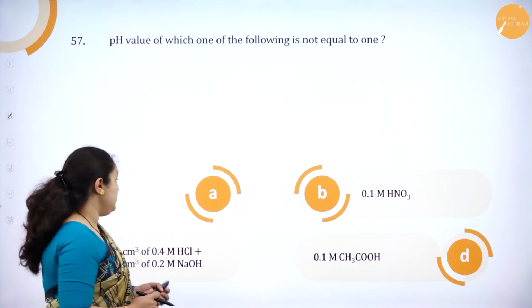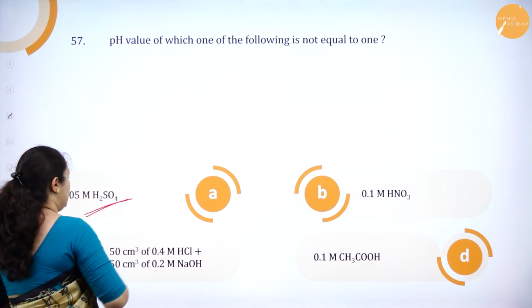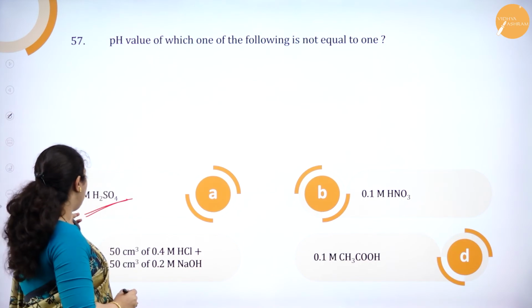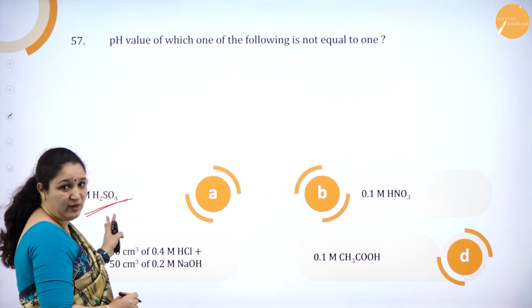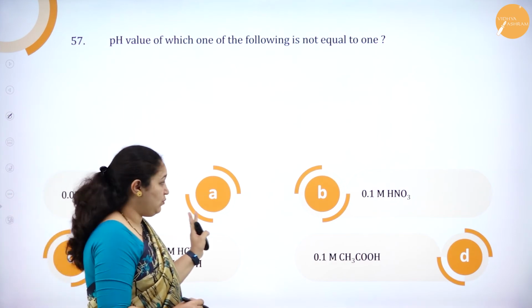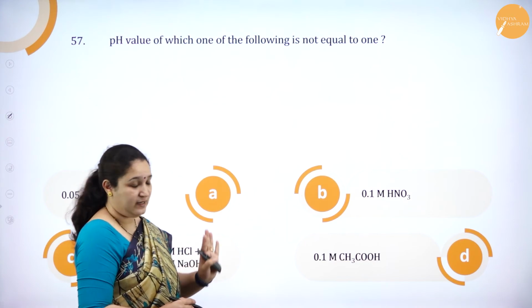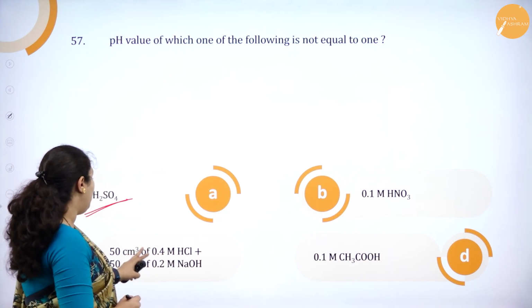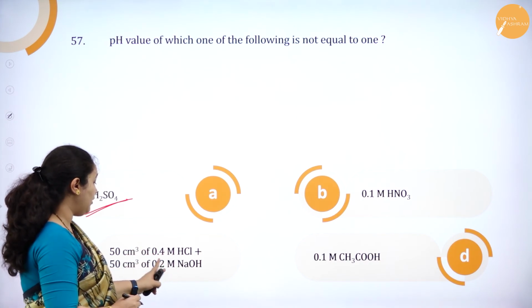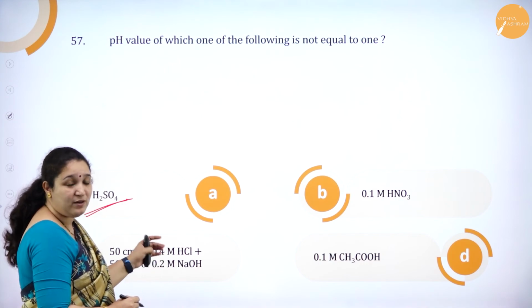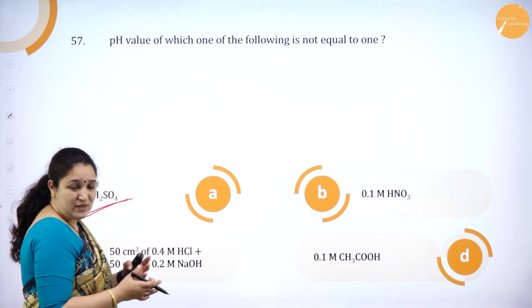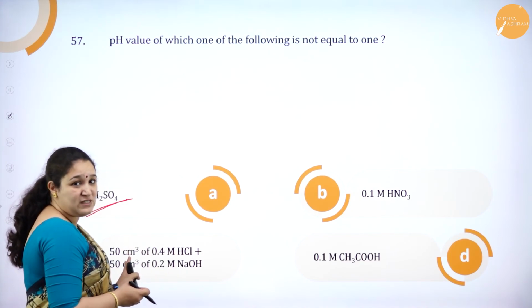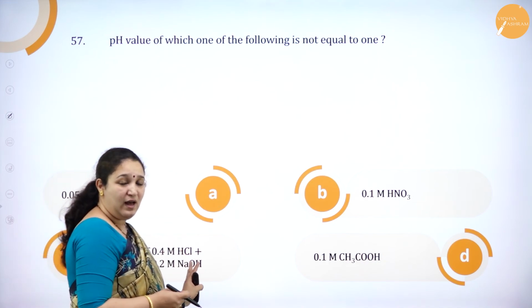If we see the options, and calculate the pH of this, it's a strong acid, and it is dibasic also. So for 0.05 molar H2SO4, if I calculate, I'll get pH 1. For 0.1 molar HNO3, we'll get it as 1. If we calculate this also, we are going to get the pH as 1, because 0.2 molar NaOH and 0.2 molar of HCl will neutralize one another and you will have another 0.2 molar remaining in 50 cm cube. If we calculate, we are going to get the answer as 1.